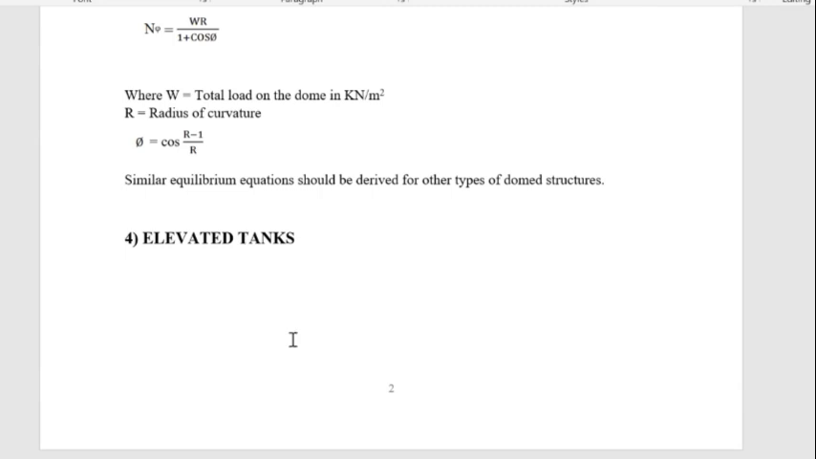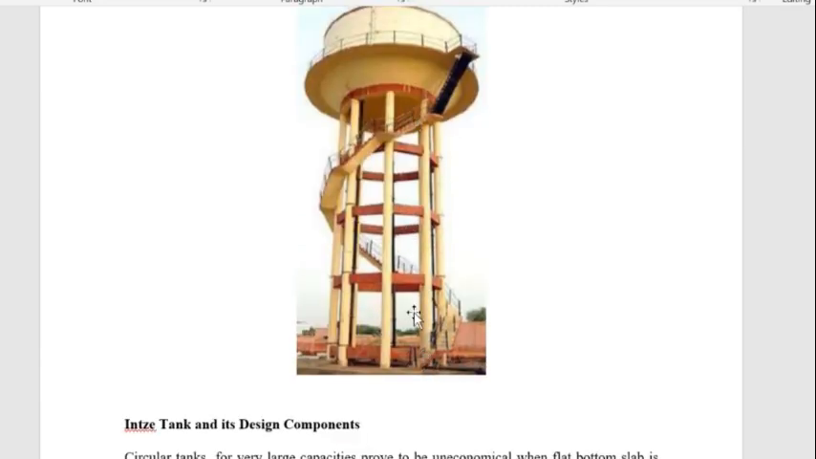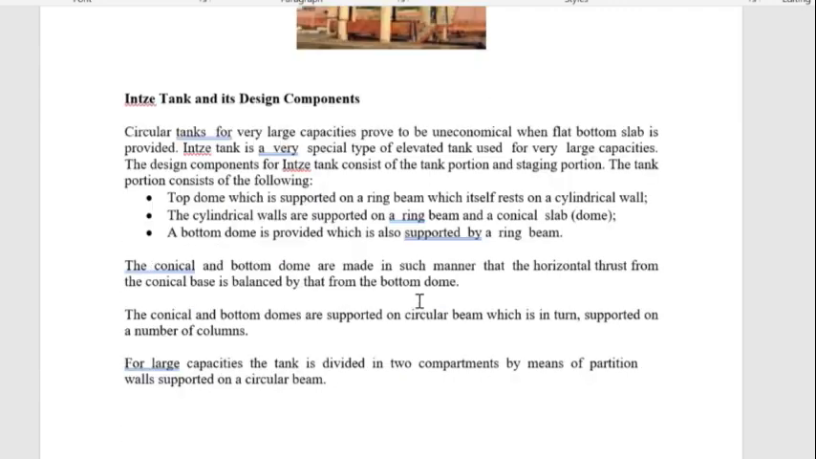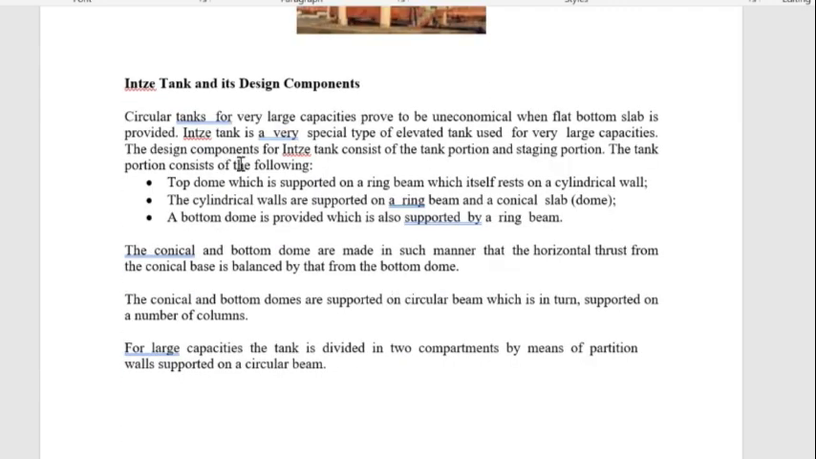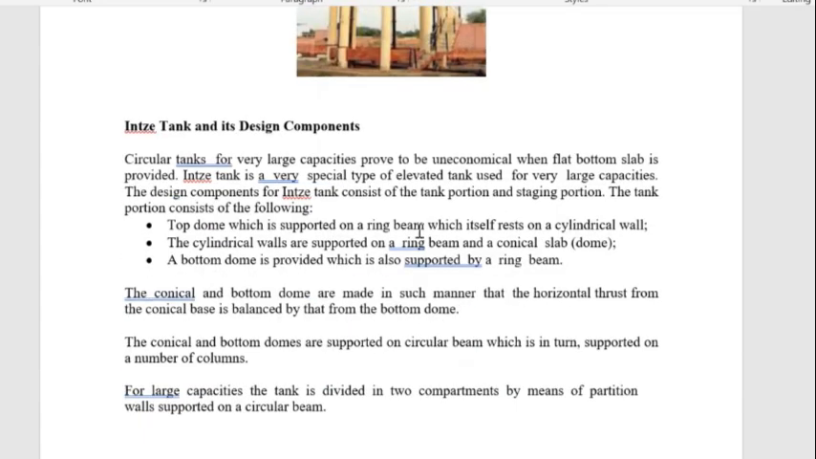The next topic is on elevated water tanks. That's just a figure showing an elevated water tank, a concrete water tank. Most elevated water tanks, especially in concrete, are circular, especially for very large capacities. But when these circular tanks have a flat bottom, the design is found to be quite uneconomical. Therefore, we go for the so-called Intze tank. It's a very special type of elevated tank that is used for very large capacities.